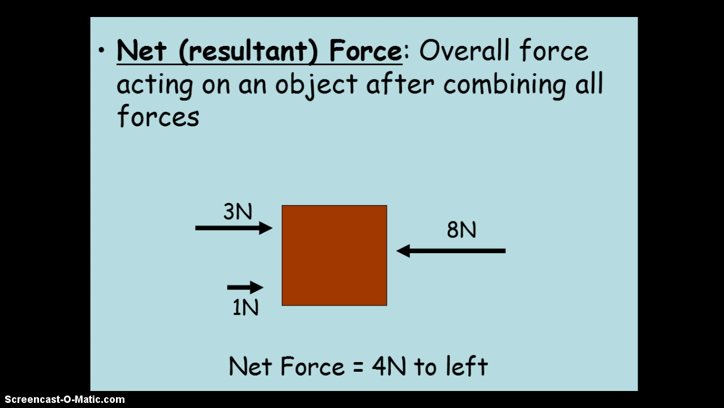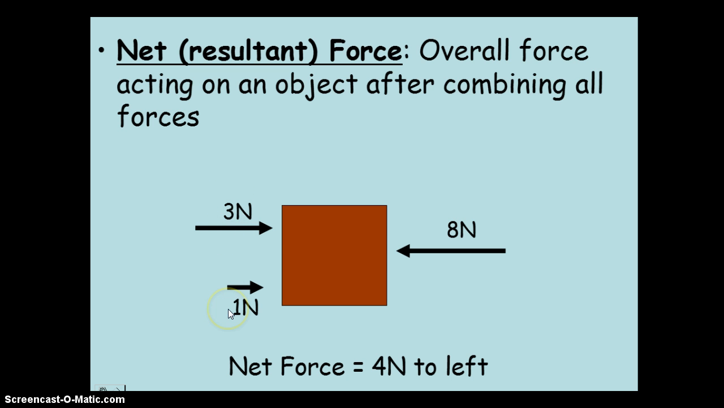Okay, so net force is the adding or subtracting of all the forces that are working on an object. So here we have a box. This is our object. And we have 3 different forces working on this box. We have a force that is pushing at 8 newtons to the left, and then we have 2 other forces here. One is pushing at 3 newtons to the right, another is pushing at 1 newton to the right.